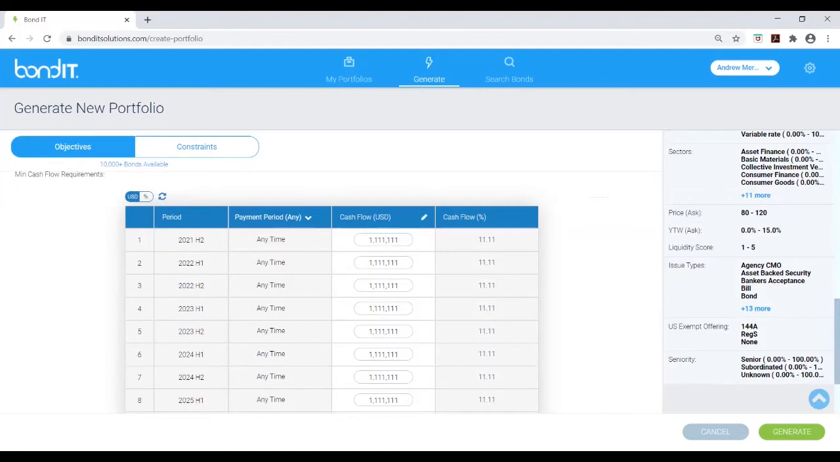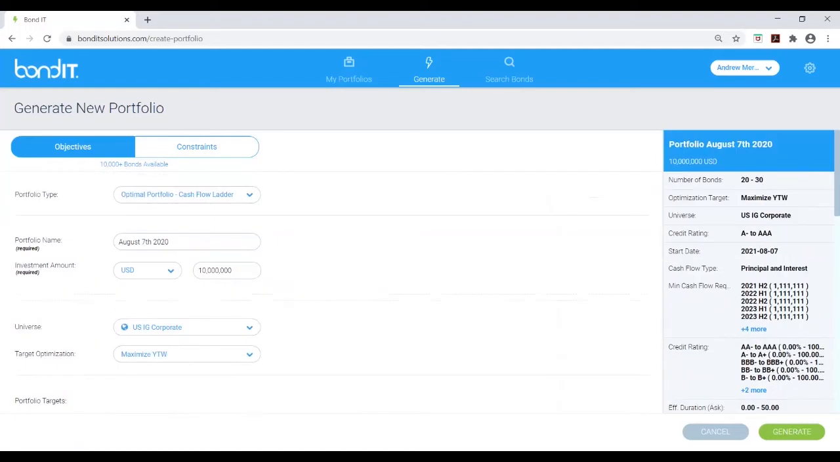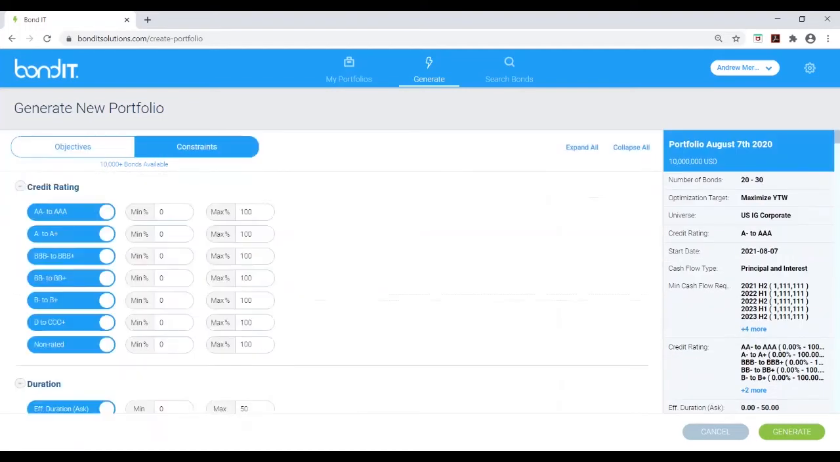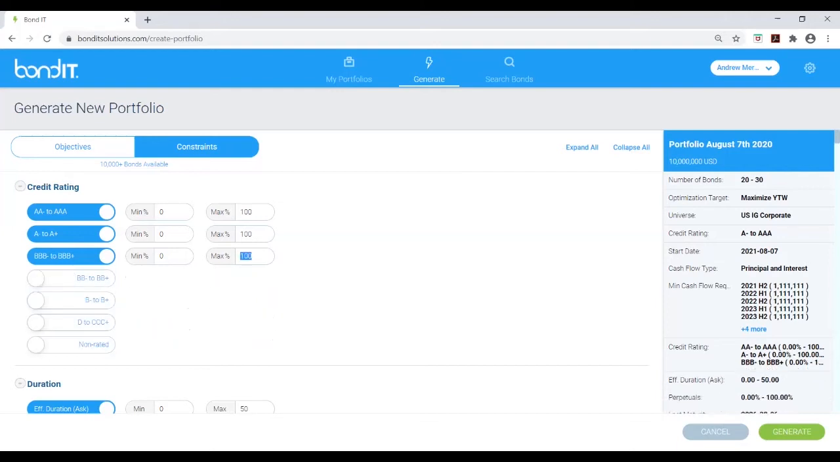At the portfolio level, these are all the portfolio parameters, but we can jump to bond level detail in the constraints window. We can start by ratings buckets, where we can choose to exclude certain buckets or set maximum thresholds, such as 25% for triple Bs.